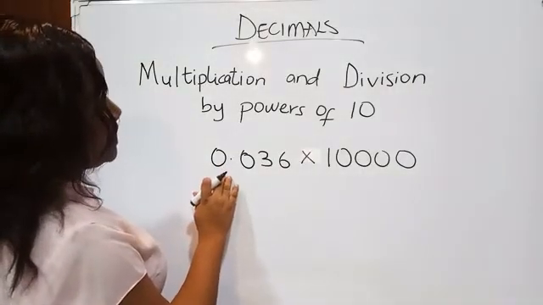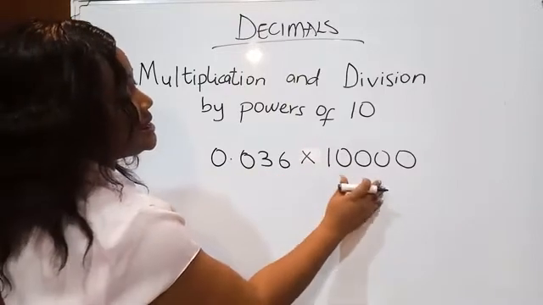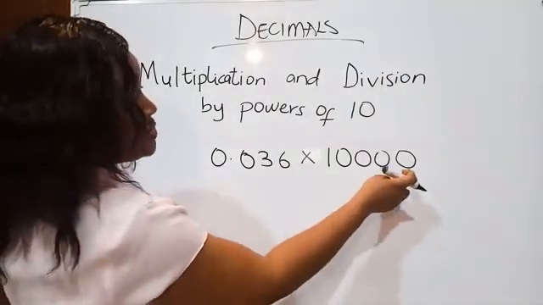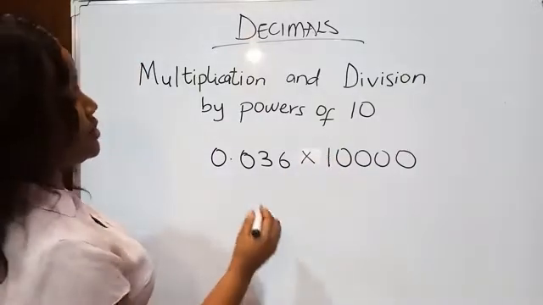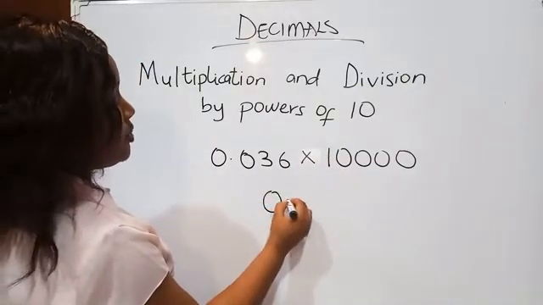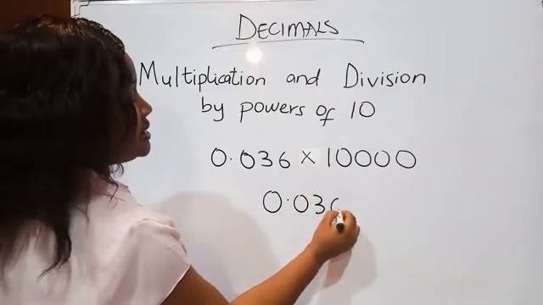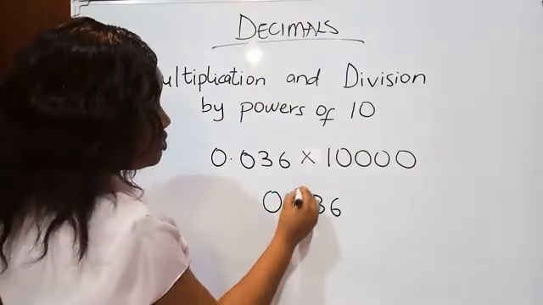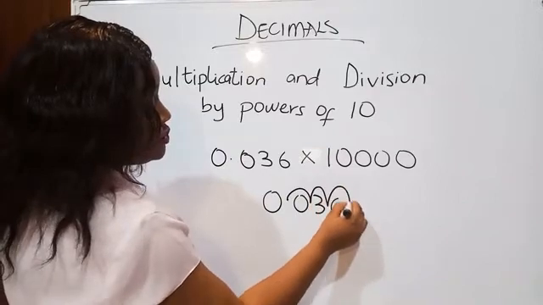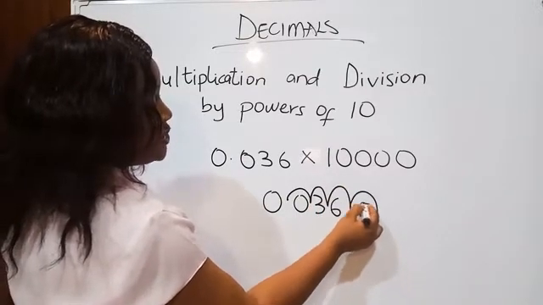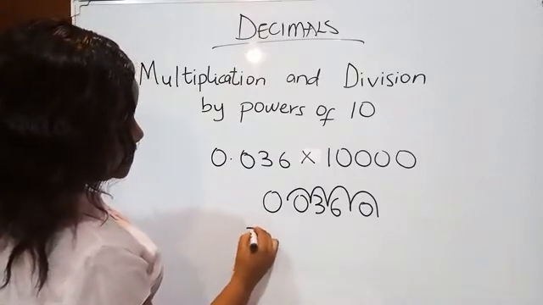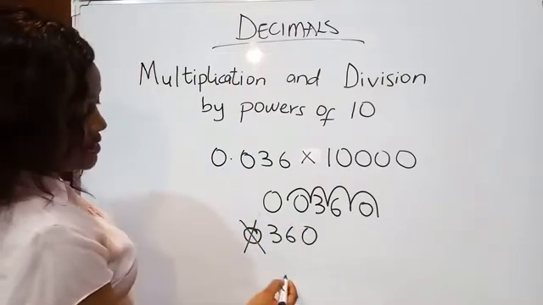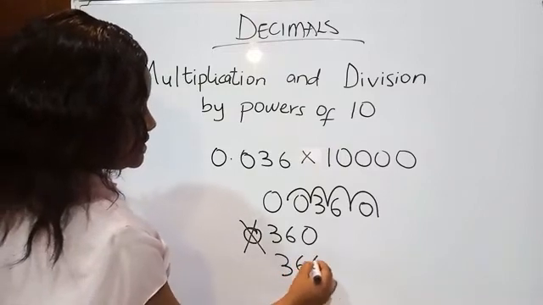Let's look at this example. Okay, we're told to multiply 0.036 by 10,000. So the simple way I just taught us now, you have how many zeros? 1, 2, 3, 4. 4 zeros. So what I will just do is to say 0.036. I move my decimal point 4 places. So you have 1, 2, 3, 4. Now put my 0 here. So in essence, I will now have 0360, of which this 0 is useless. So we have 360.